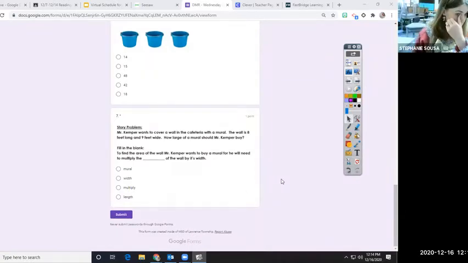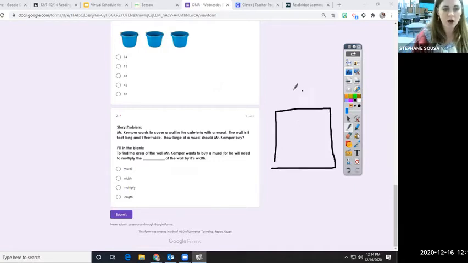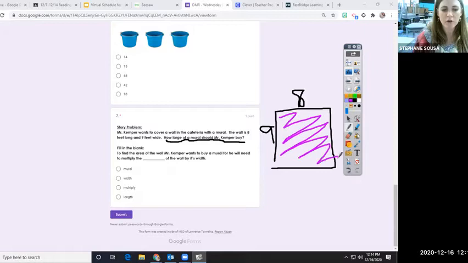Last one. Mr. Kemper wants to cover a wall in the cafeteria with a mural. The wall is 8 feet long and 9 feet wide. That's a terrible 8. There we go. And 9 feet wide. How large of a mural should Mr. Kemper buy? Well, if he wants this painting to cover the wall, that is the space inside of that shape. So that's going to be area.